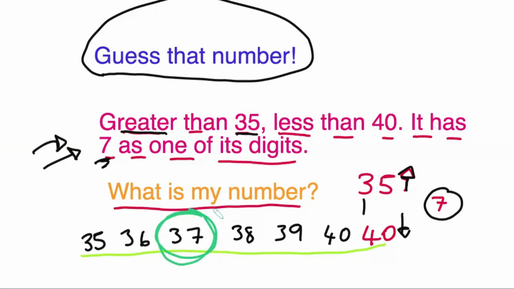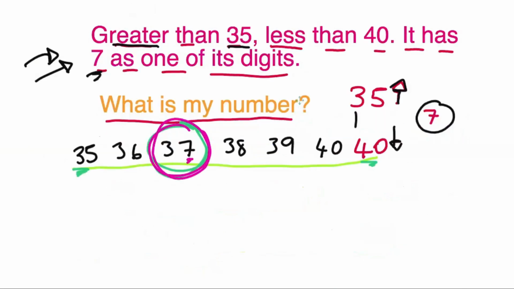37, because it was greater than 35, but it was less than 40, and it had to also have a 7 as one of its digits. So my number was 37. Did you guess my number before I told you? Really well done. Shall we do another one?